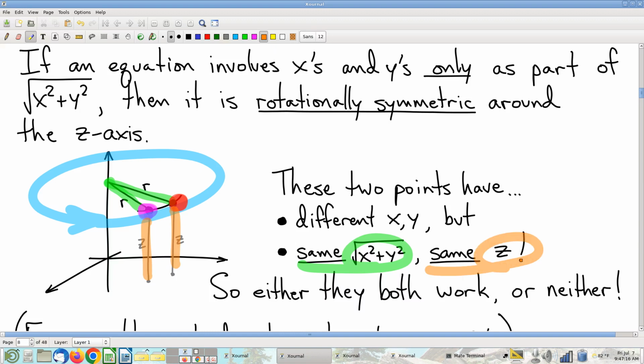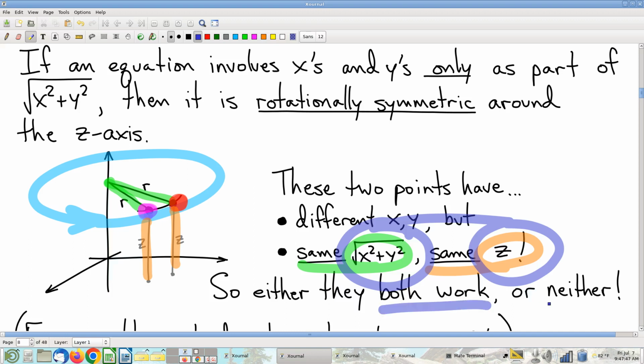Because you rotated around the z-axis and that doesn't change the height. Right, so now if you think back to the equation, what was the deal with the equation? The equation involves x, y, and z, but not really fully independently. The equation really only involves x and y in only that form, and then z. So as far as the equation's concerned, these 2 points have the same values of everything that actually goes into the equation. And so either they both work, or they neither work.